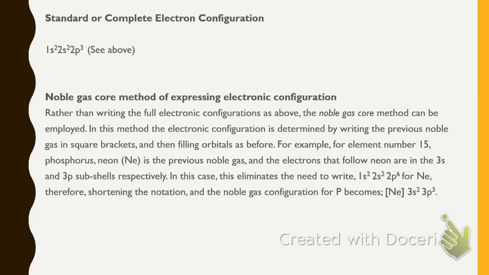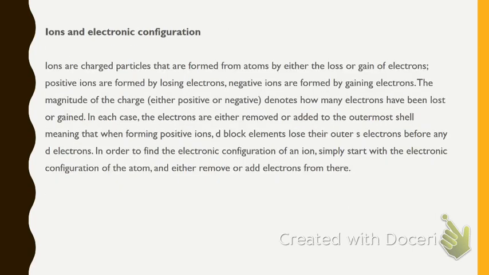So in this case, we're doing phosphorus. Phosphorus ends in 3p3, and so we look before phosphorus, which comes neon. And then neon ends in 2p6, so we would only need to list what comes after neon. Okay? So now let's get ready to practice this in a moment. Ions we'll do second. We're going to do regular ones first.